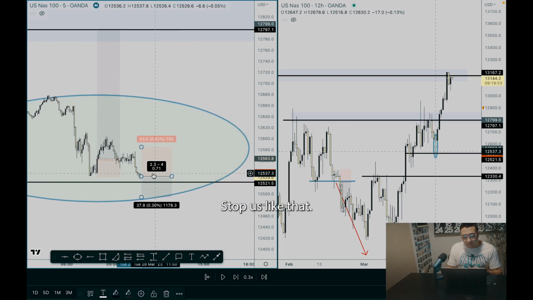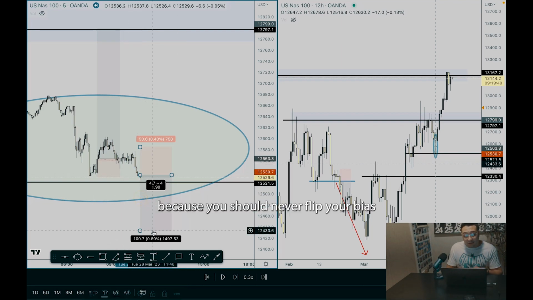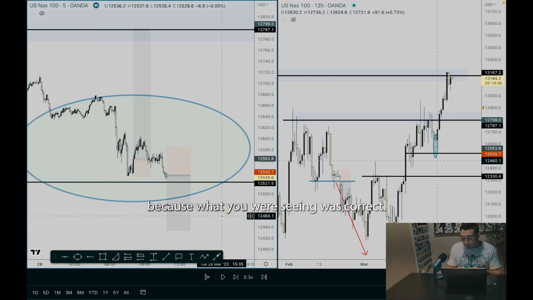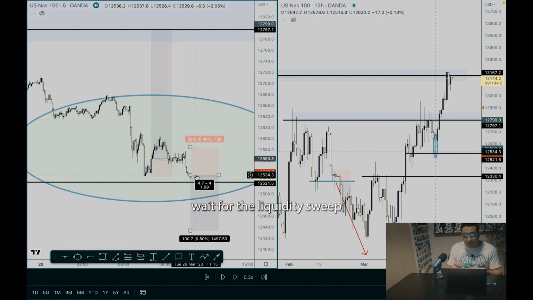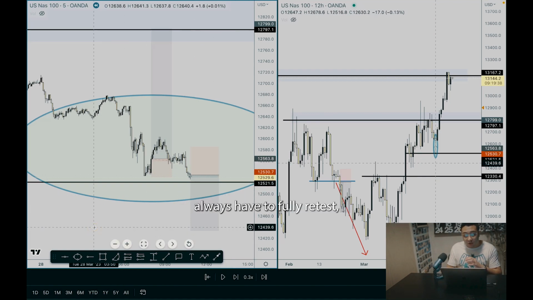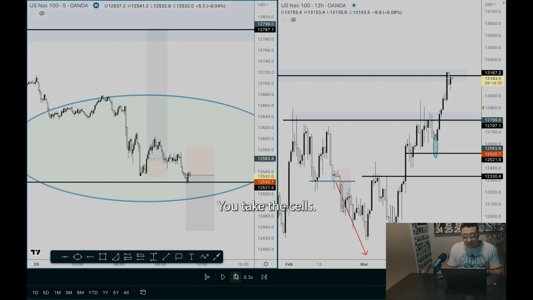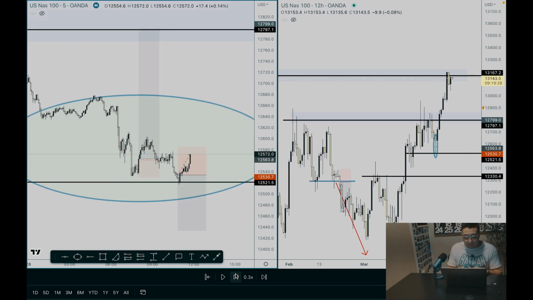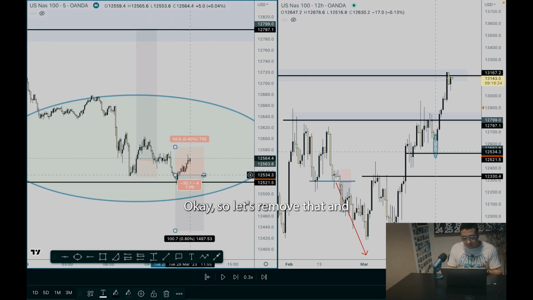Stop loss like that. Then you're going to get taken out again because you should never flip your bias, because what you were seeing was correct, but you mistimed the entry because you didn't wait for the liquidity sweep or wait for the full retest. Now, price doesn't always have to fully retest, but most of the time it does. You just have to be patient and wait for it. See what happens. You take the sells, and now you're in a lot of drawdown, and you're going to miss the move.